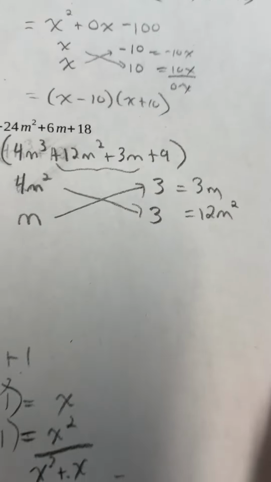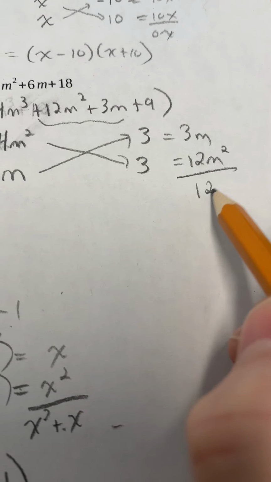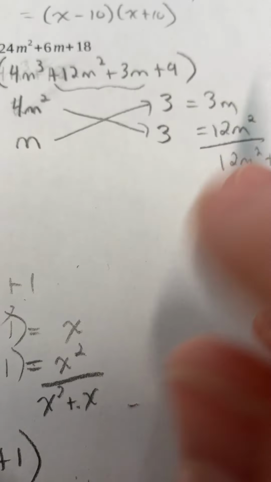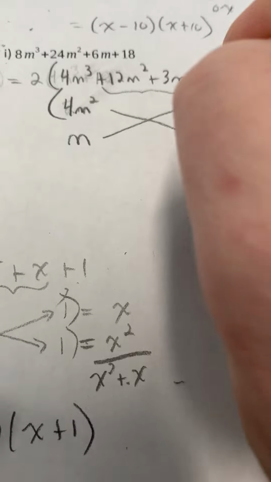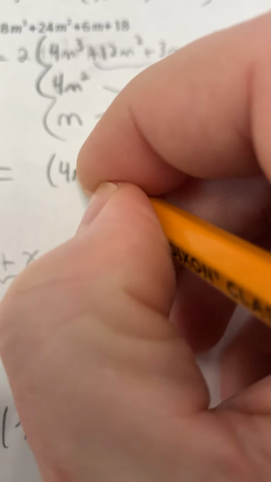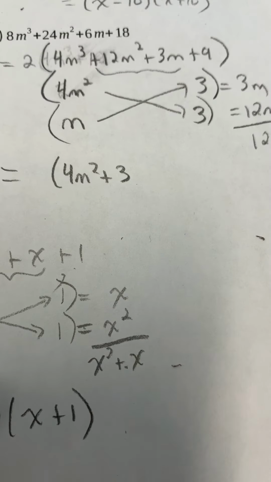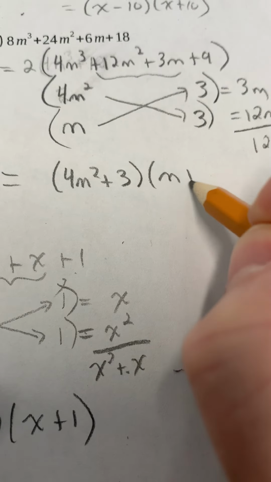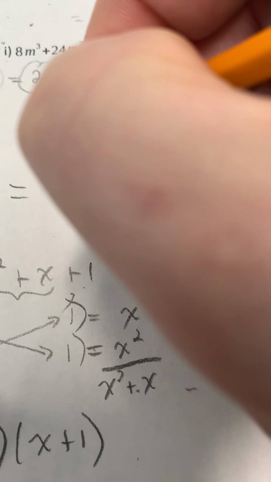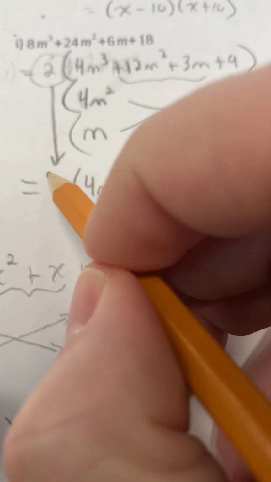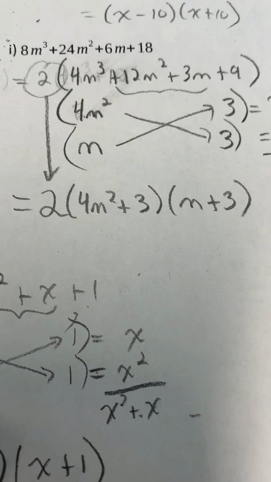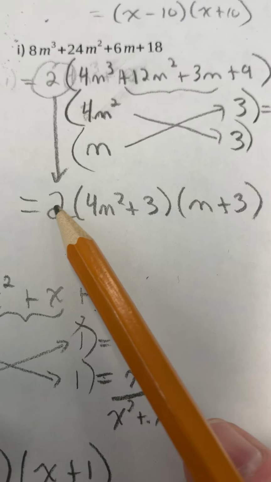12m squared, sorry. Add them together, you get 12m squared plus 3m, which is the exact same thing as the middle. So this is our first bracket. This is our second bracket. 4m squared plus 3 and m plus 3. And don't forget, carry down your first term. Sorry, your first factor.